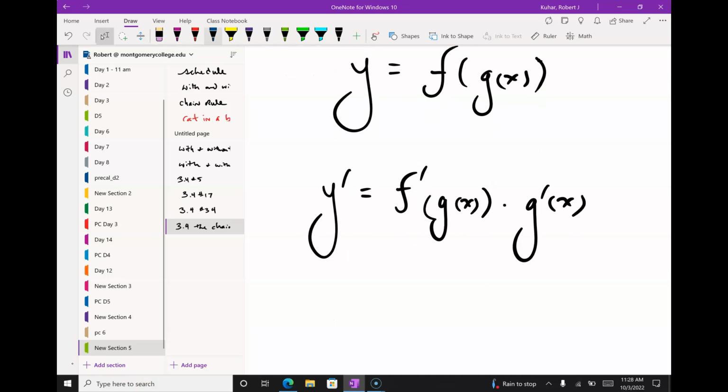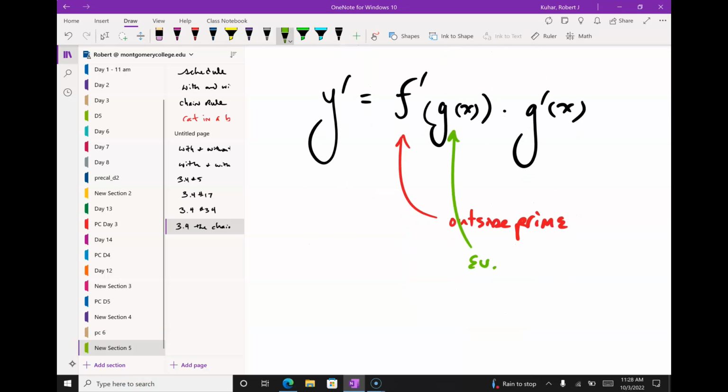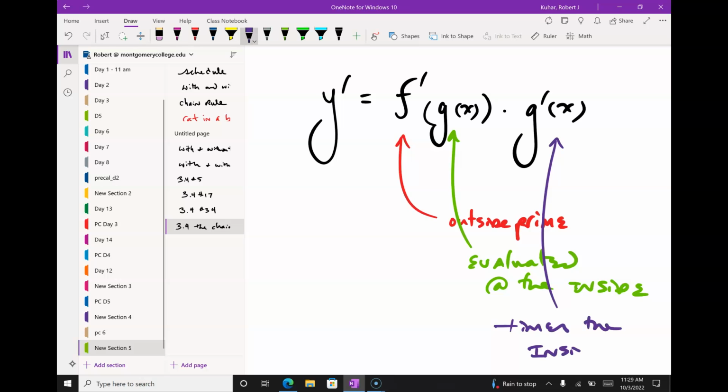So I want to be thinking, and this is probably the hardest part about it, what's the outside function? What's the inside function? So outside prime evaluated at the inside, and all of that with the product of the derivative of the inside. Times the inside prime.